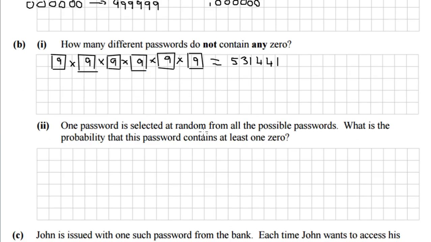Then it says here, one password is selected at random from all the possible passwords. What is the probability that this password contains at least one zero? Now, okay, so when you are asked for probability, I always say that probability takes thinking. It doesn't matter how experienced you are with it, you do have to think through every individual question that you're doing.